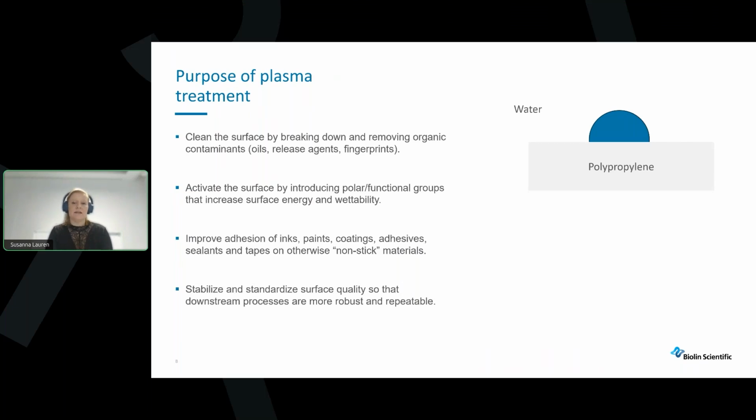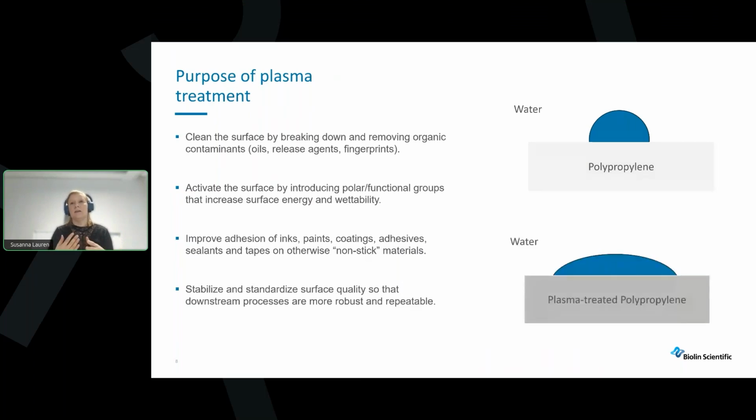And this is just to give you a very simplistic idea of the purpose of plasma treatment. This is an example of a polypropylene surface. If you place a drop of water on a native polypropylene surface, it will be quite spherical on the surface. But when we do a plasma treatment on the polypropylene surface, the water will spread on the surface.